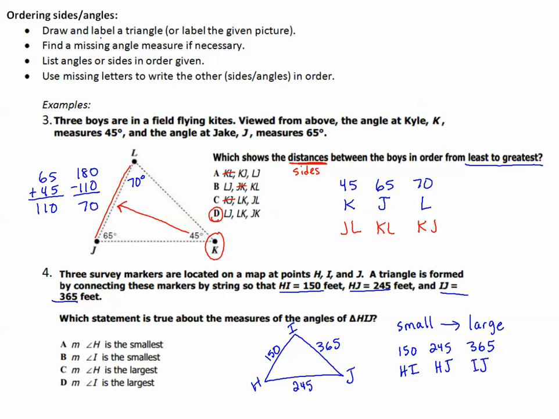Then we use the technique of use the missing letters to write the other. So if this is HI, the missing letter is J. If this is HJ, the missing letter is I. IJ, the missing letter is H. This is the smallest, J. This is the largest, H. H is the smallest. Nope. H is the largest. I is the smallest. Nope. I's in the middle. H is the largest. Yep, there it is.